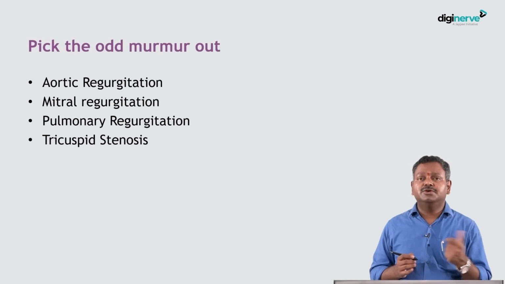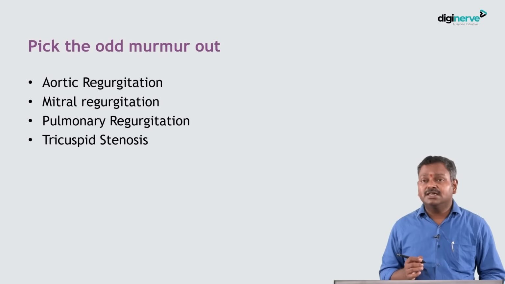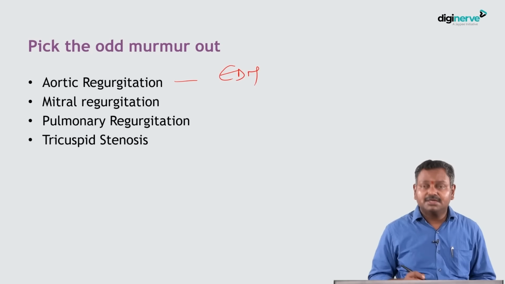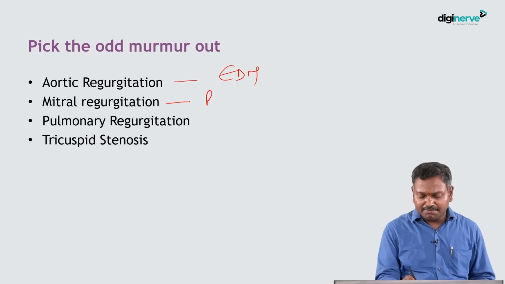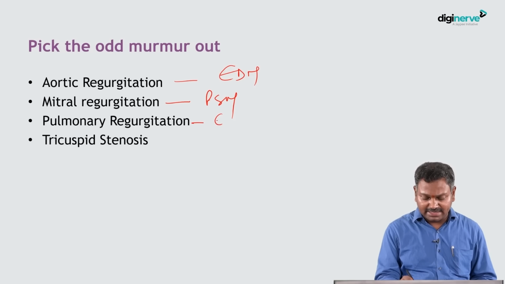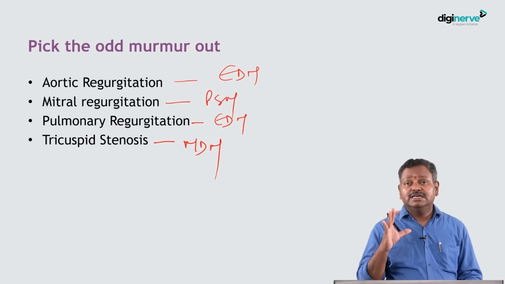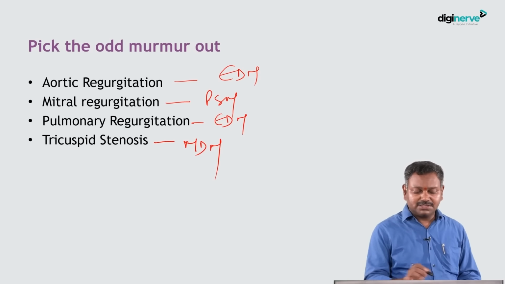So you have to know the murmurs. In aortic regurgitation, the murmur you get is an early diastolic murmur. Mitral regurgitation gives a pansystolic murmur. Pulmonary regurgitation again gives an early diastolic murmur. Tricuspid stenosis gives a mid diastolic murmur. So based on the timing, the option is mitral.